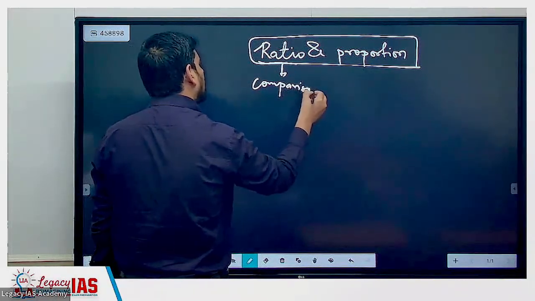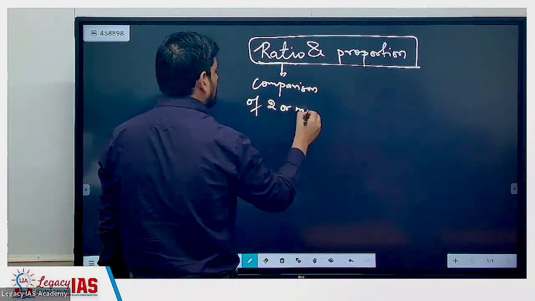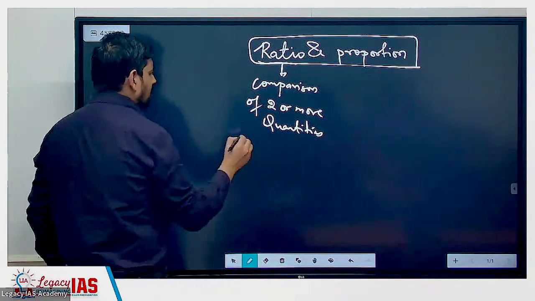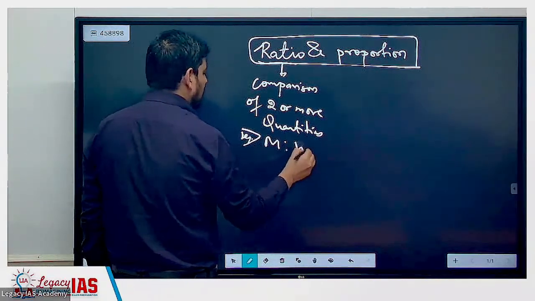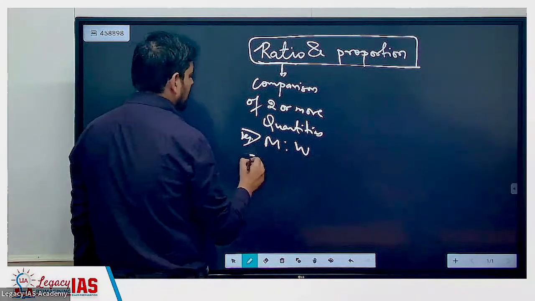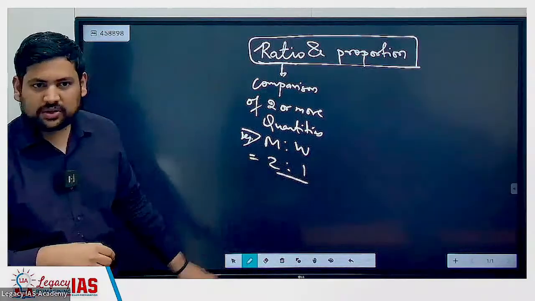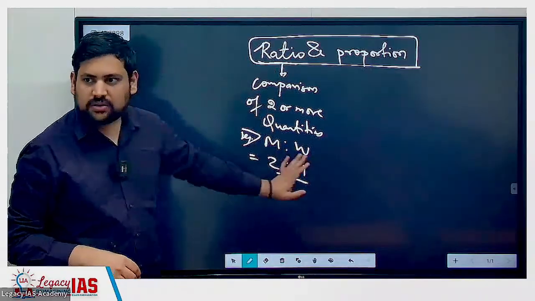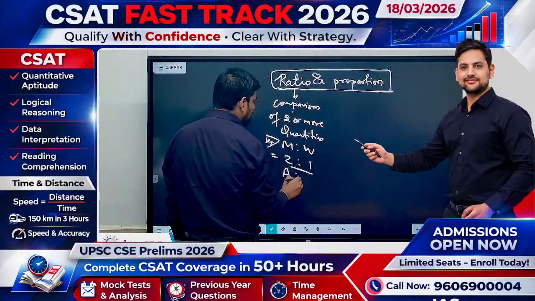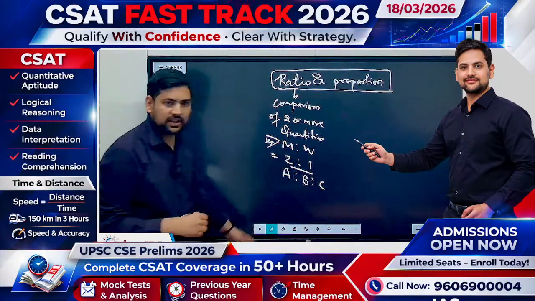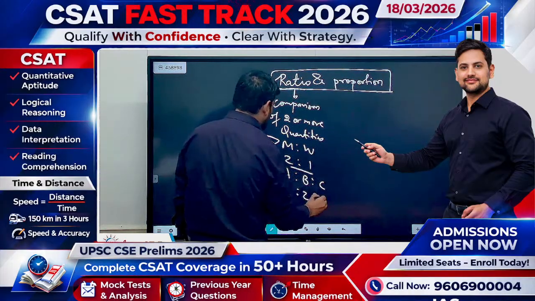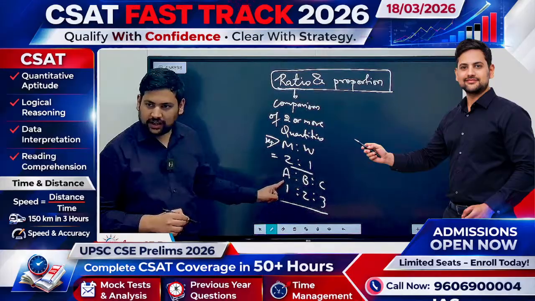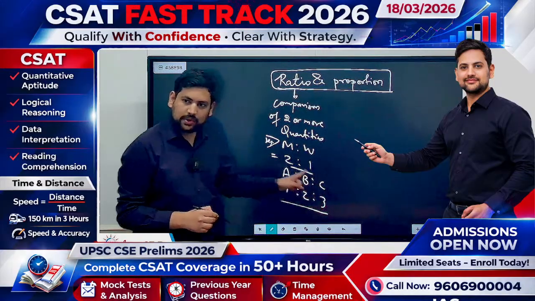comparison of two or more quantities. For example, you learn about milk ratio, water, correct? So it says it's a 2:1. So this is 2 parts of milk and 1 part of water. So this is ratio. Simply, it is comparing 2 or more quantities. More quantities as in the sum of money that A, B, and C has is in ratio, let's say 1:2:3. This means what? That B has double the money that A has. Similarly, C has triple the money that A has.